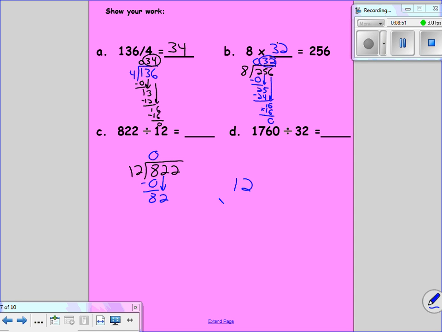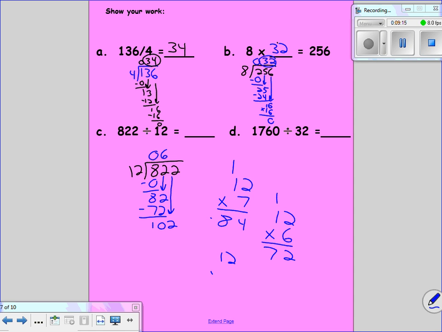Let's go 12 times 7. Let's see what we get here. 7 times 2 is 14. 7 times 1 is 7, plus 1 is 84. That's too high. So it's 12 times 6. I know that. We got to figure out what that is, though. 6 times 2 is 12. 6 times 1 is 6, plus 1 is 72. We've got a 6 here. So we have a 72 here. I'm going to subtract. It's a 10. Bringing down the 2.